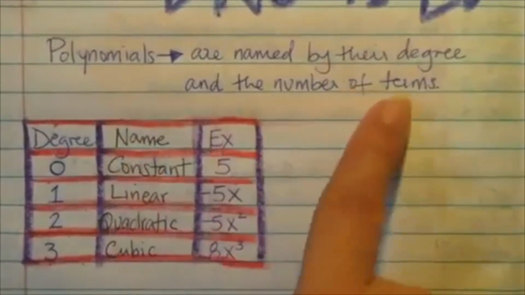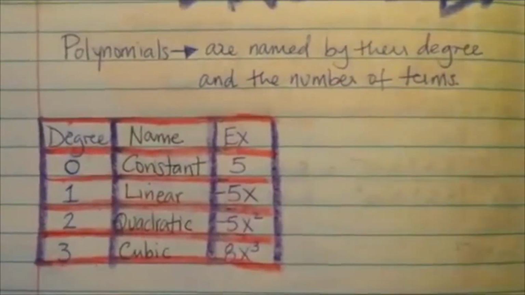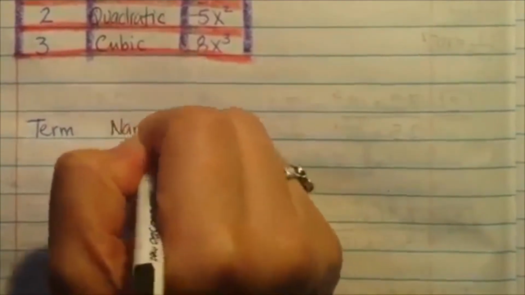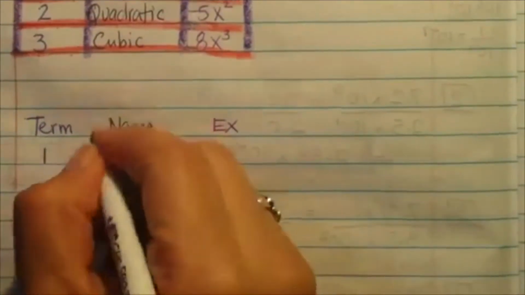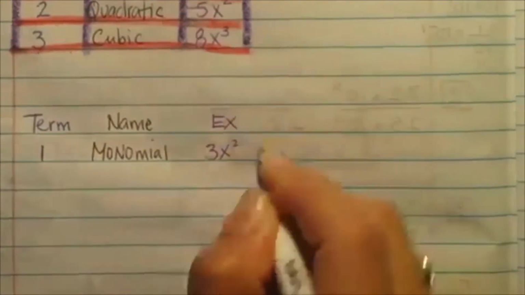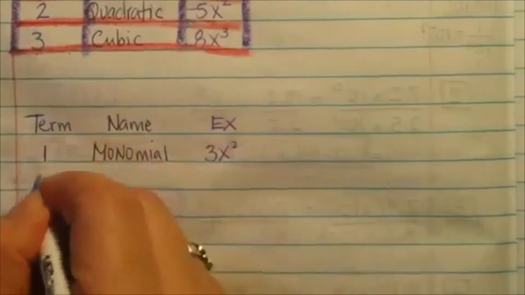Any color you want. So now we're going to look at terms since we looked at degrees. A term is just like how many things are there. So a term, what it's called, and an example. If it has 1 term, that's called a monomial. You see, mono means 1. For example, 3x squared, it only has 1 thing in there.